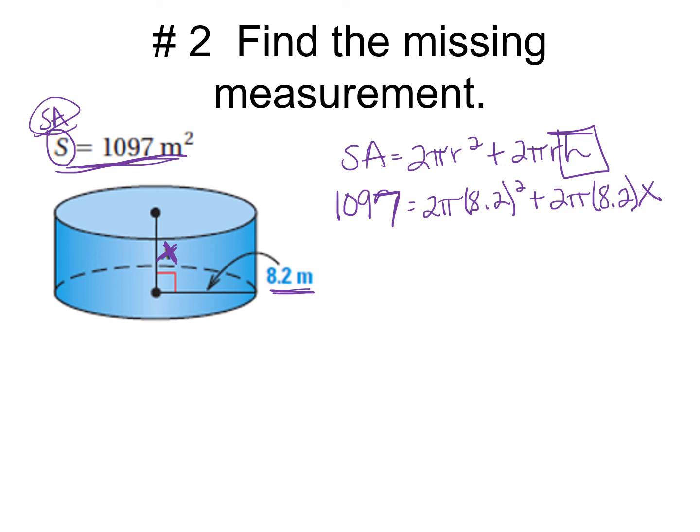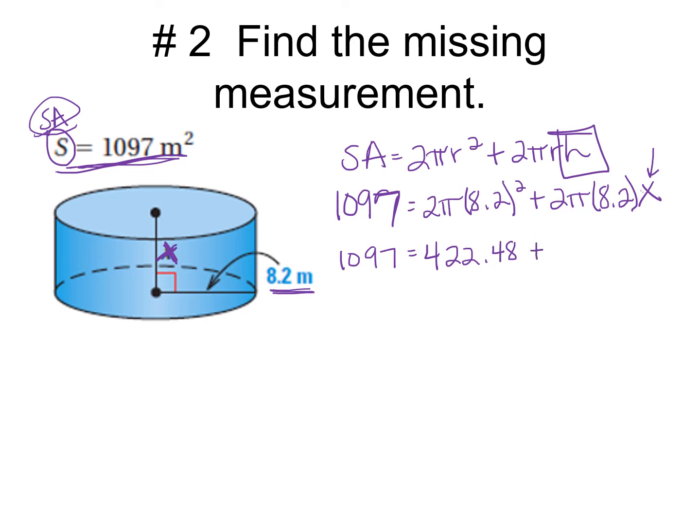When I plug all that in, it looks like the x is all that I'm trying to find. So we're going to use reverse PEMDAS to help us solve. Before we can do that, let's figure out what these are as decimals. 1097 is going to stay the same. Now I'm going to type in 2, use my pi button, left parenthesis, 8.2, right parenthesis, and square, and hit enter. I'm just going to type in that first part and get a decimal. The decimal I get there is 422.48. I'm taking it step by step here to make it a little bit easier on myself.